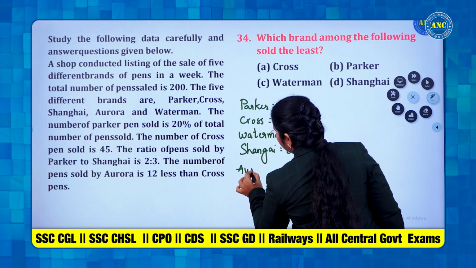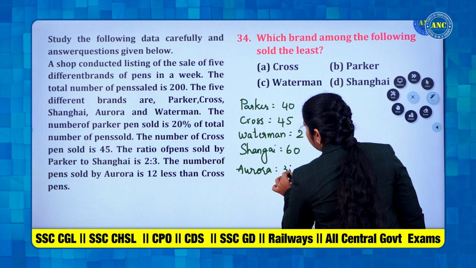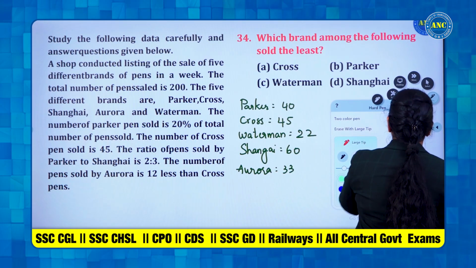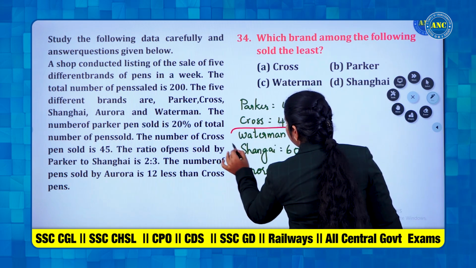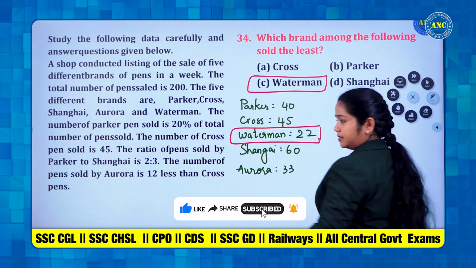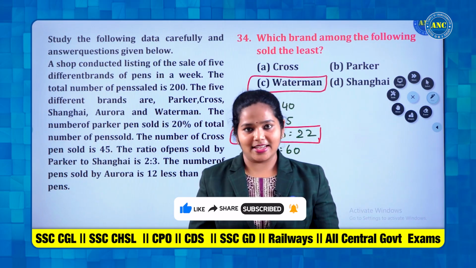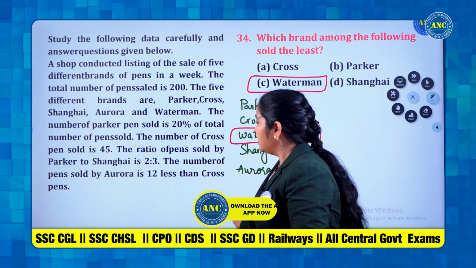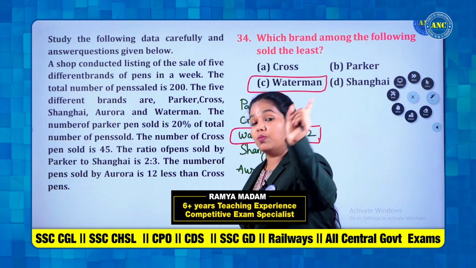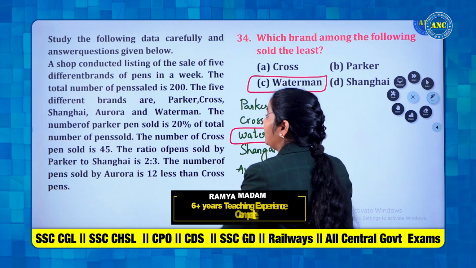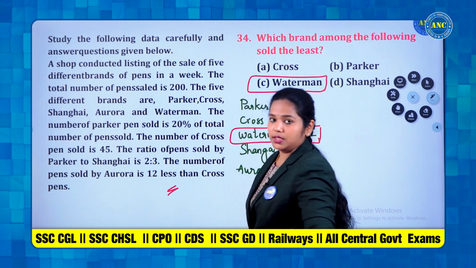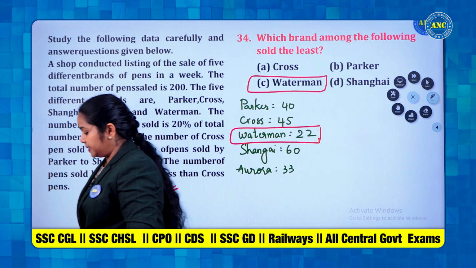And Aurora, it's 33. Now check which is the least number of pens we have. Where do we have the least number of pens? Waterman. Yes. So, option C, Waterman is the correct answer. Done? Clear how we decoded the content? You understood, right? If you practice more and more questions, then you will be able to decode this completely in your mind and write just the values. Okay? Any doubts for this session?